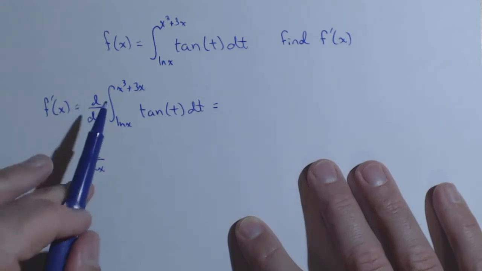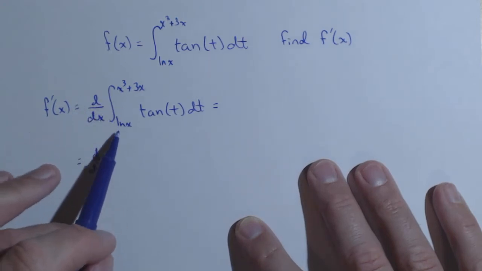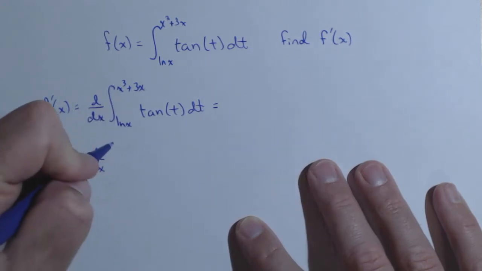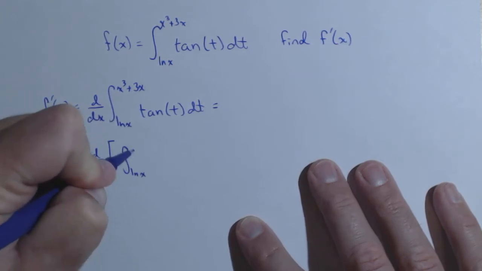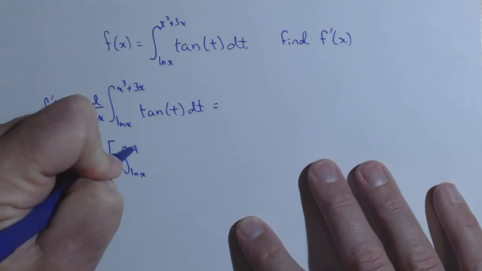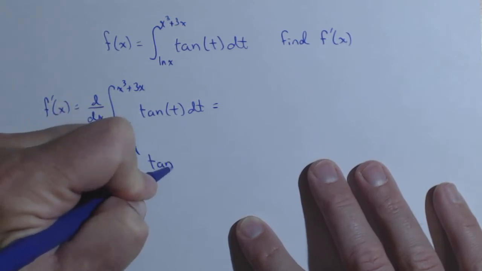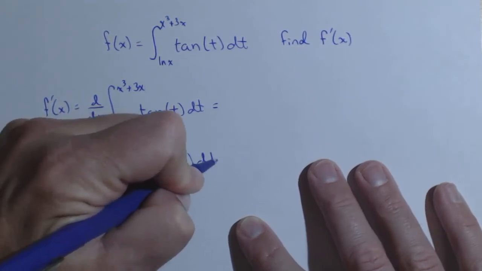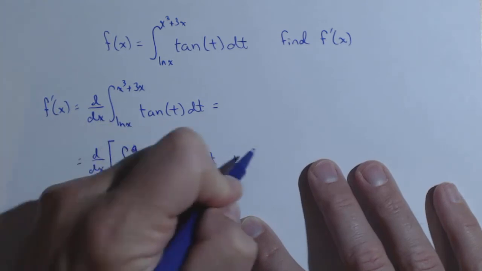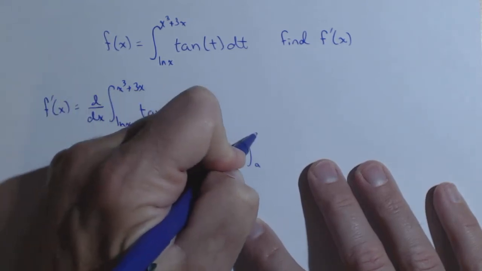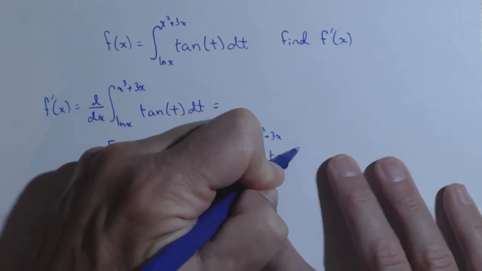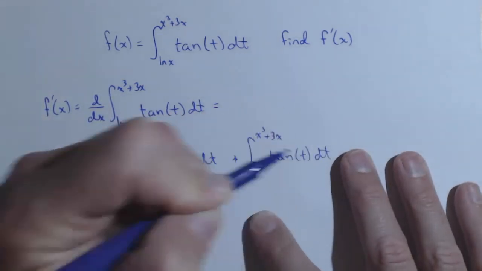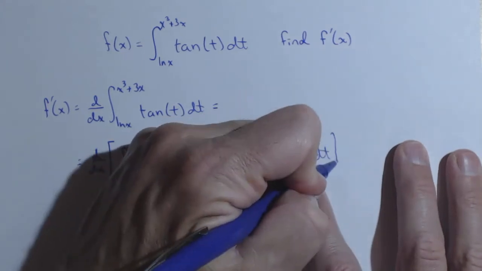Now what we do want is to not have x on both of our limits. So first thing I'm going to do is split this up into two integrals. That goes from ln of x to some constant a of tangent of t dt, plus the integral from a to x cubed plus 3x of tangent of t dt. This one's all ready for the second fundamental theorem.